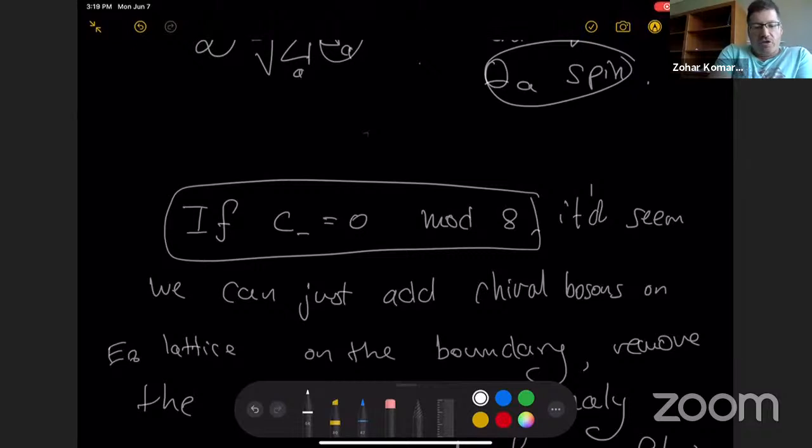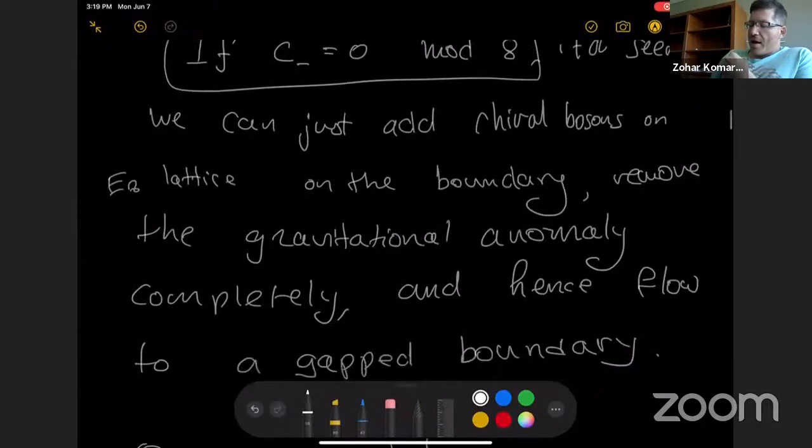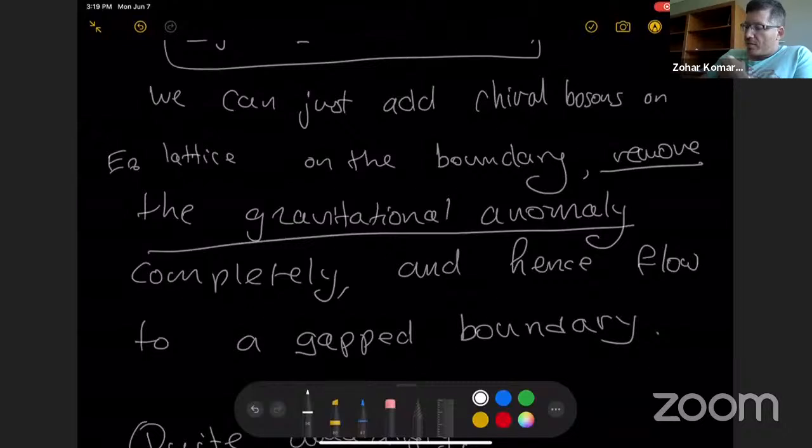So if the chiral central charge vanishes mod 8, I can always add on the boundary a bunch of chiral bosons moving on the E8 lattice, so copies of chiral bosons moving on the E8 lattice, such that the actual gravitational anomaly of the boundary vanishes, namely the Alvarez-Gaumé-Witten anomaly actually vanishes on the boundary. So by this, I mean that I can always arrange for the chiral central charge to be not just 0 mod 8, but I can actually arrange for it to vanish because I can add these chiral bosons moving on the E8 lattice. I remove the gravitational anomaly completely. By that, I mean that C minus is just 0 and not just 0 mod 8.